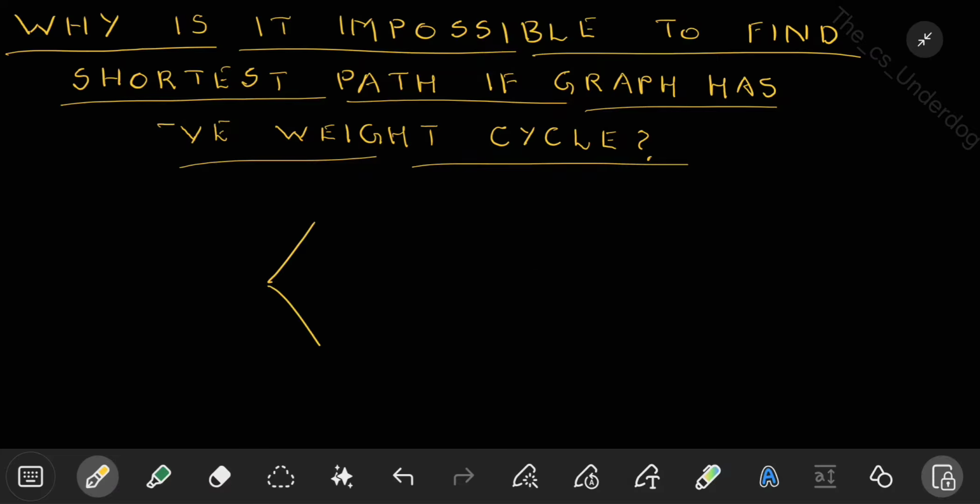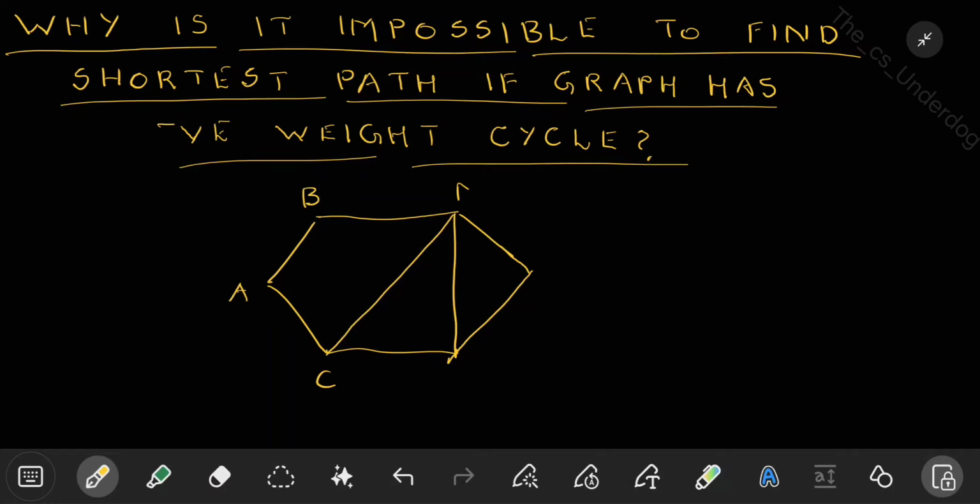If this is your graph, something like this, and let us say it is having a negative weight cycle somewhere. I'll name the vertices as A, B, C, D, E and F. What we'll do is, we'll form a cycle somewhere here. Let us say CE, ED and DC. This is a cycle and we'll make the total weight of this cycle negative. Let this edge be 2, let this be minus 3 and this be minus 1.